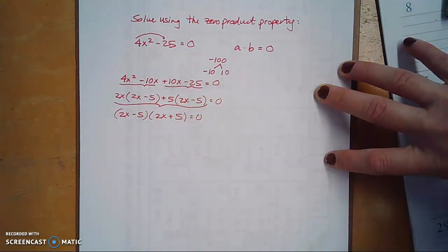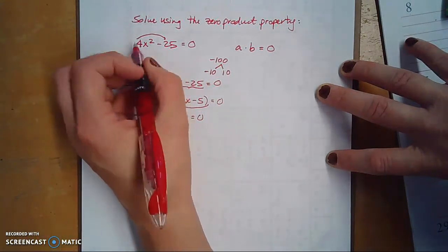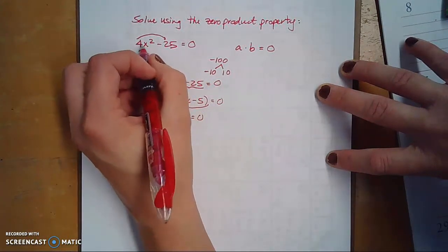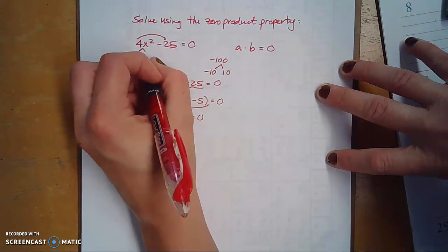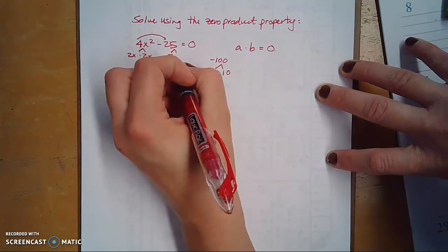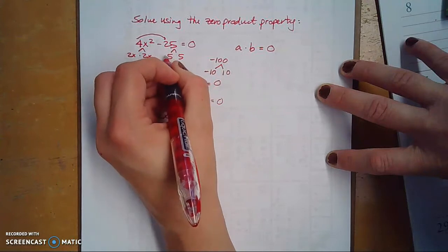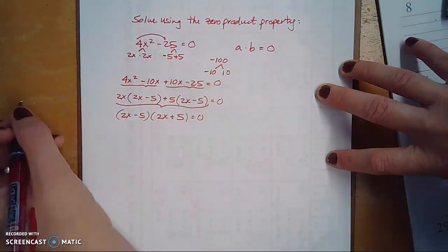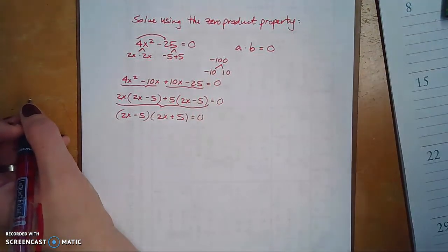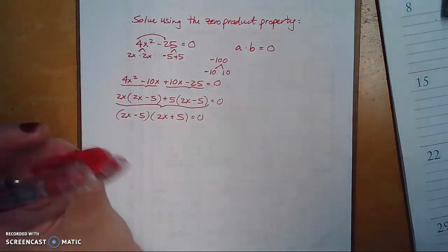So hopefully this looks familiar to you. 2x minus 5, 2x plus 5. Notice we're getting factored form for a difference of squares. So remember, we can factor this the quick way as well. 4x squared is a perfect square, 2x times 2x. 25 is a perfect square, it's 5 and 5. But in order to get a negative 25, one needs to be negative, one needs to be positive. So this would be factored quickly as 2x minus 5, 2x plus 5.